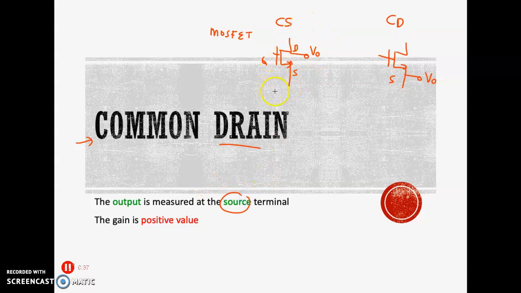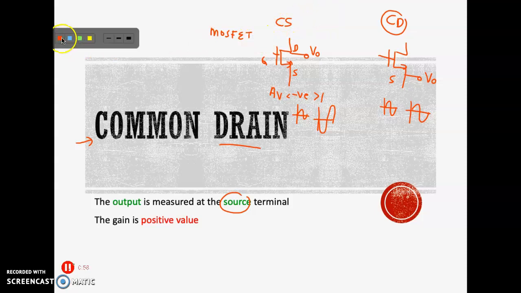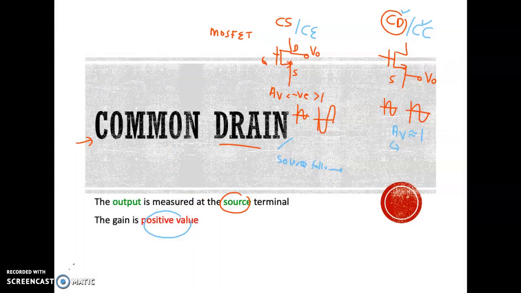How about the value? For your common source, your gain will be negative and more than 1, meaning that your output is amplified and inverted. But for your common drain, it's like a buffer where you have an input and your output will be almost the same. If you recall back your BJT, inside your BJT you have common emitter, and here we call common collector. The same for common collector and common drain, your gain is almost equal to 1, where we call here emitter follower, or here a source follower. That's why we say here the gain is positive.